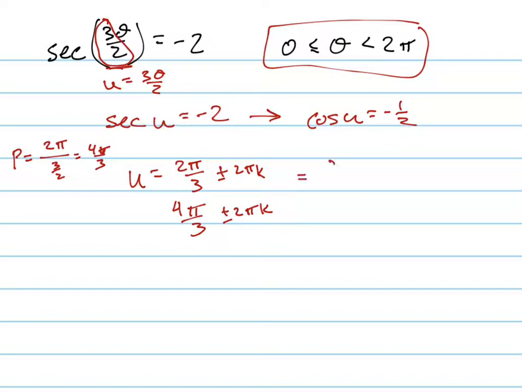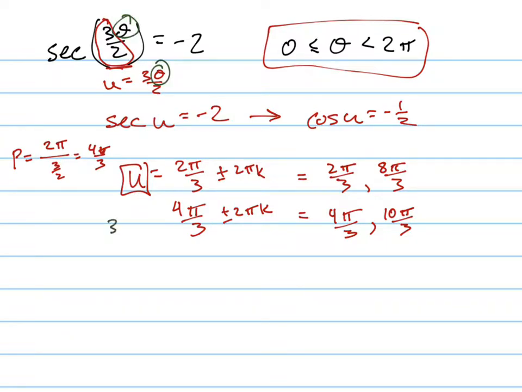So our answers are going to be 2 pi over 3 and 6 pi over 3. Add 6 to that, it's 8 pi over 3. And this is 4 pi over 3. Add 6 pi over 3 to that, you get 10 pi over 3. So those are several of my answers for u, but remember, I don't want to solve for u, I want to solve for theta.